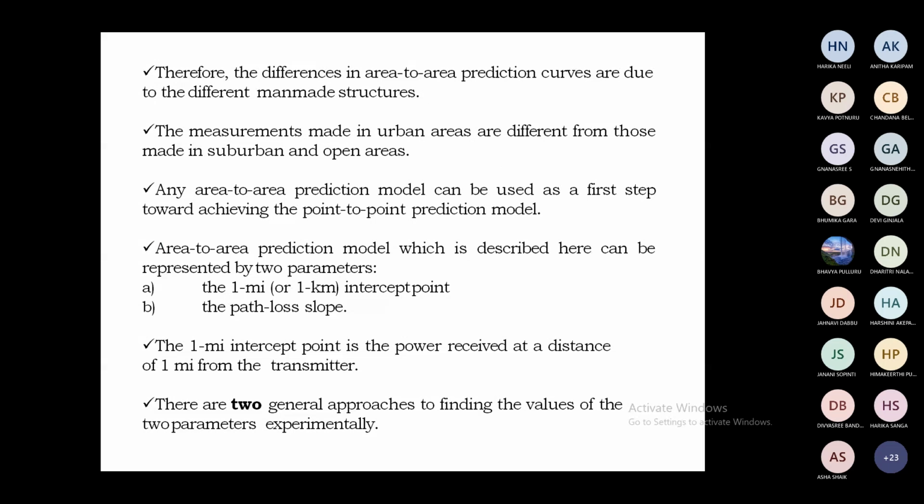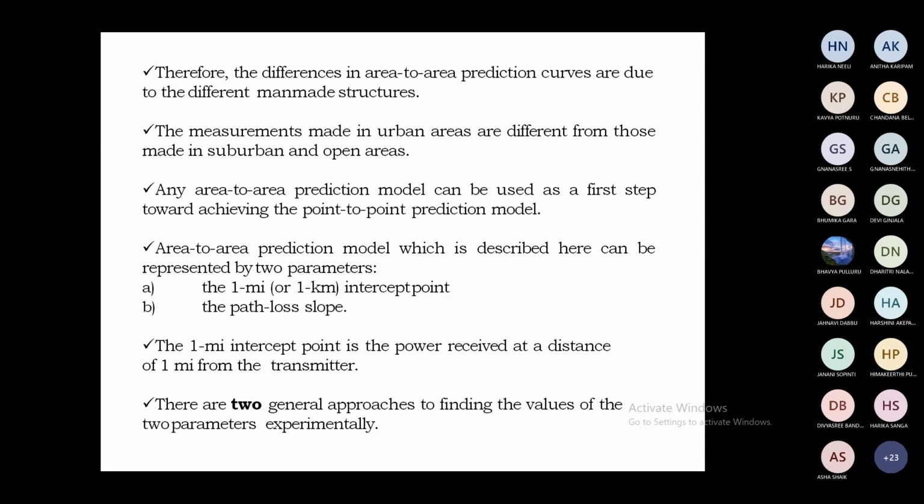Therefore, area to area prediction curves are different because of different man-made structures, and these differ across urban areas, suburban areas, and open areas. Finally, the area to area prediction model can be used as a first step towards achieving the point-to-point prediction model.